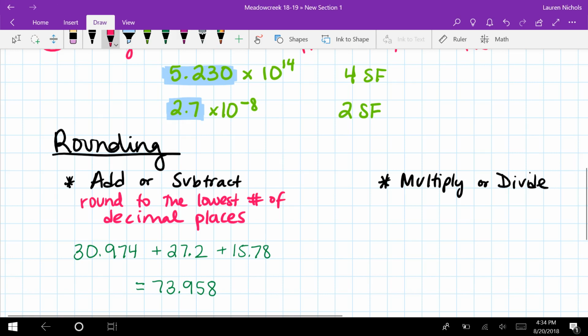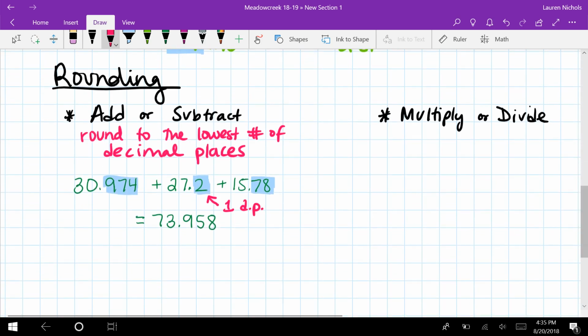Because I'm adding, I'm going to round to the lowest number of decimal places. In the first number, I have 3 numbers after my decimal. In my second number, I have 1 number after the decimal, and 2 numbers after the decimal in this third one. So that means the lowest number of decimal places is 1. So I want to round my answer to only have 1 decimal place.